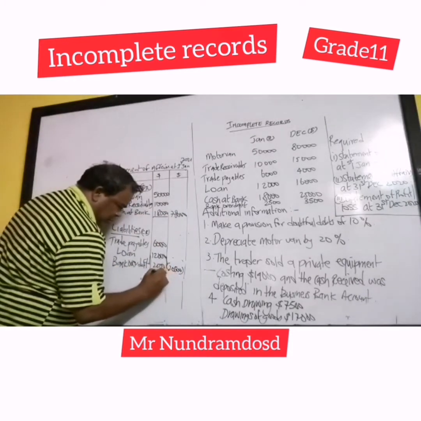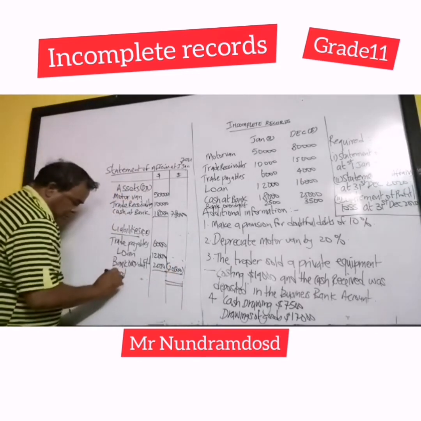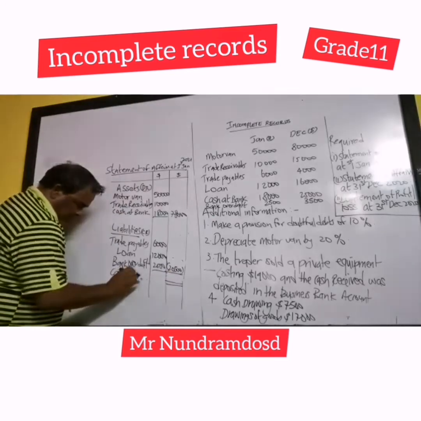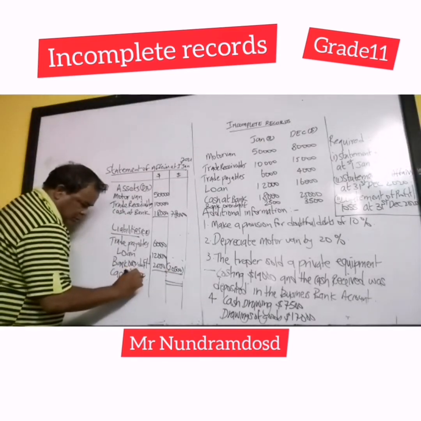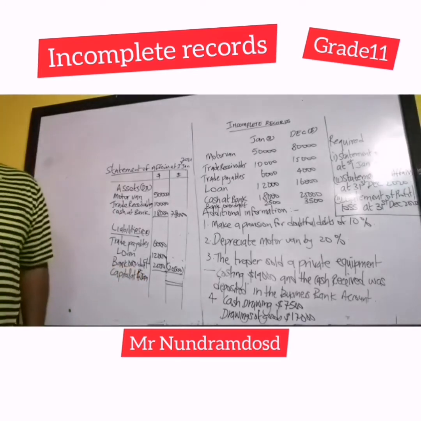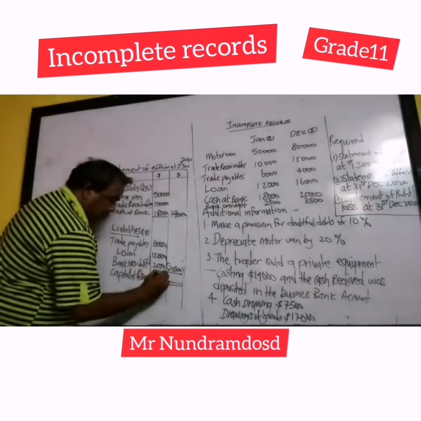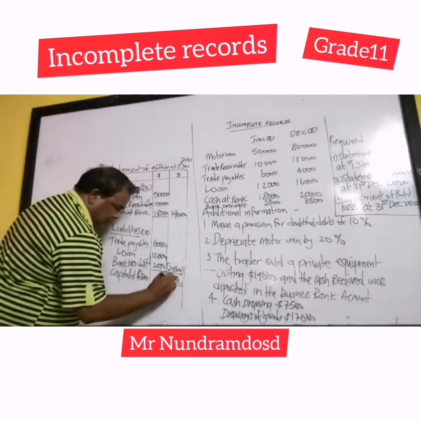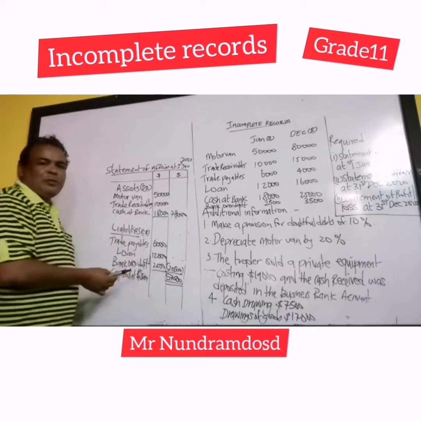So the difference will give us capital at the start, capital at 1st January. So how much? 57,500. That gives us 57,500 capital at start. Okay? Very easy to prepare a statement of affairs at the start.